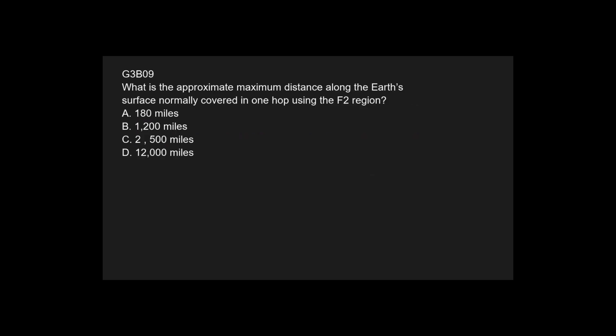Question: what is the approximate maximum distance along the Earth's surface normally covered in one hop using the F2 region? The correct answer is C. 500 miles. Question: what is the approximate maximum distance along the Earth's surface normally covered in one hop using the E region? The correct answer is B.